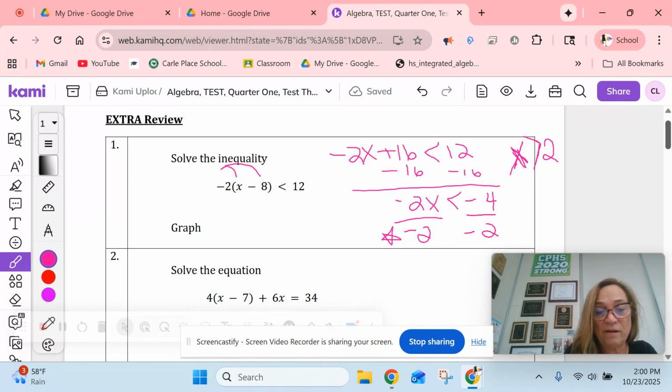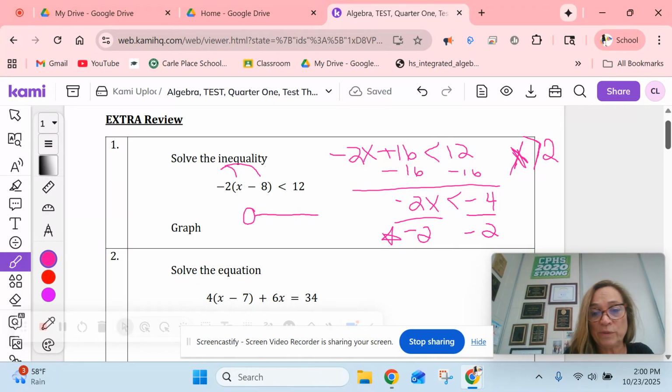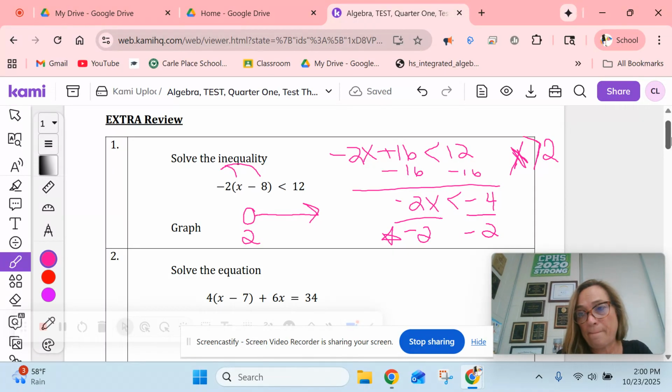So the graph. On the test, you'd have to do the graph on top of a number line, but I don't have one here, so I'm just going to do a little sketch. It would be an open circle at the integer 2. Okay?